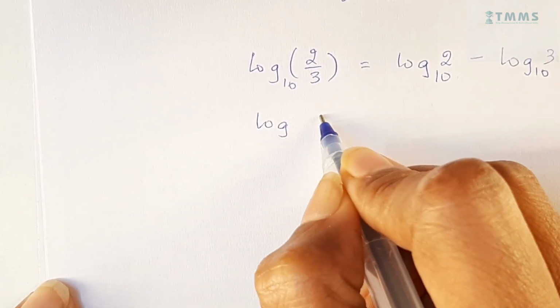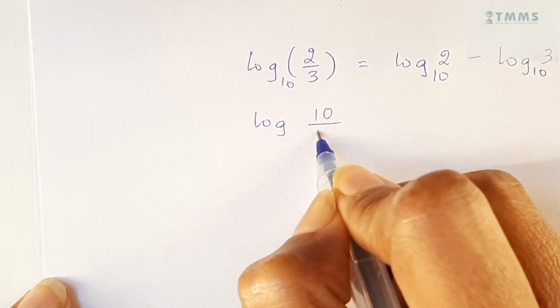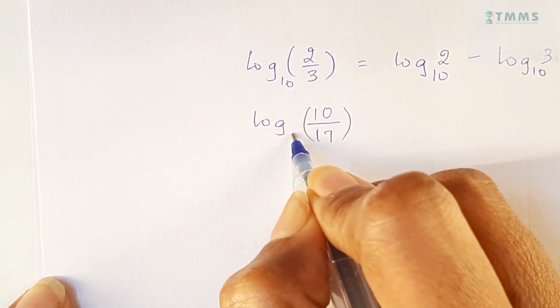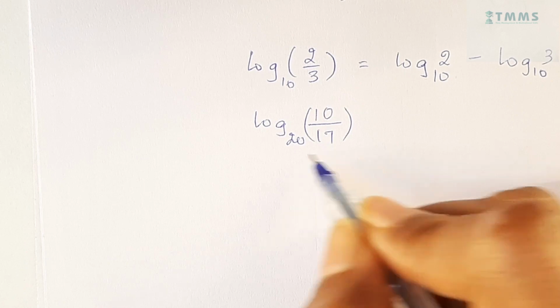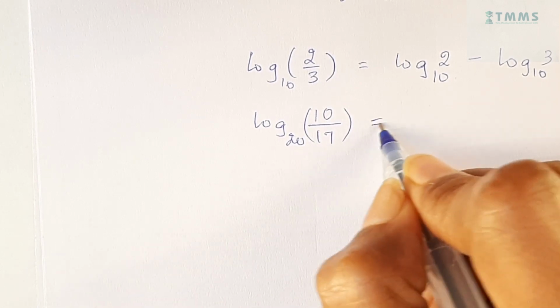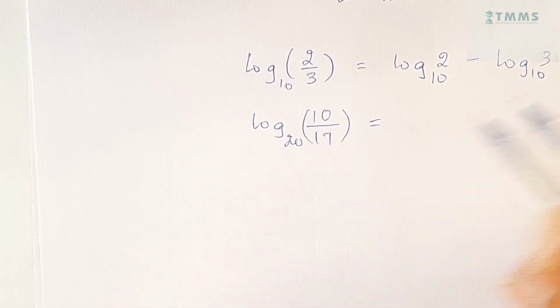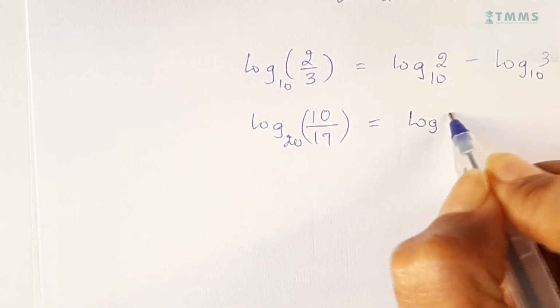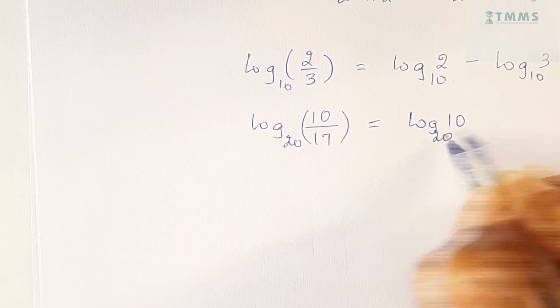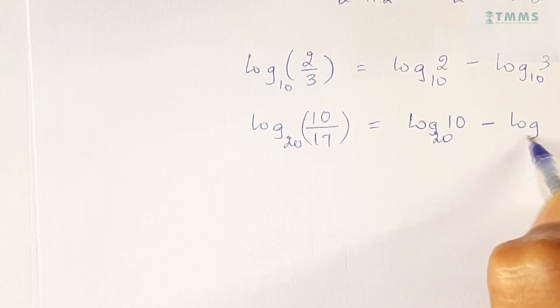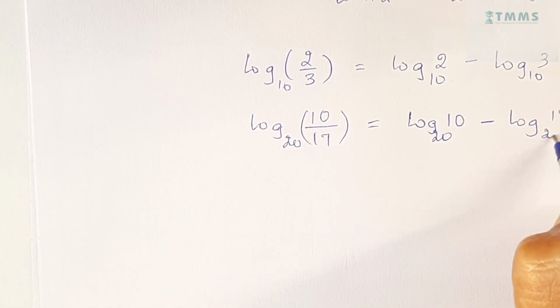Let's take another example. Log 10 upon 17 to the base 20. Use the same rule. It will be log 10 minus log 17. So it will be log 10 to the base 20 minus log 17 to the base 20.